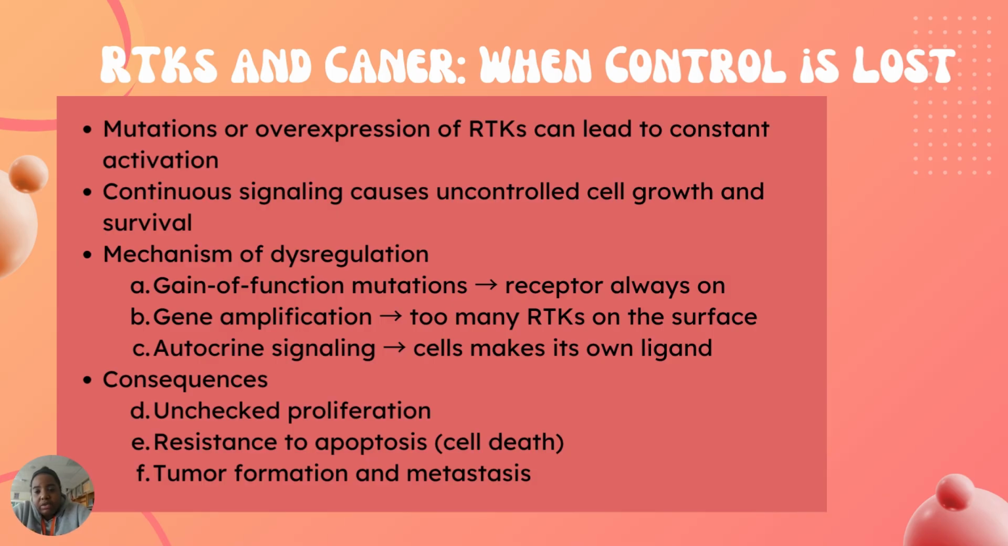The last mechanism is autocrine signaling. This is where some tumor cells actually produce their own ligand. It's like leaving yourself endless voicemail. The signal never stops coming. When errors happen, signaling pathways like RAS, MAPK, and PI3K AKT stay permanently active. The cell continuously divides, avoids death, and may even recruit blood vessels to feed the growing tumor. This uncontrolled signaling is a hallmark of cancer.